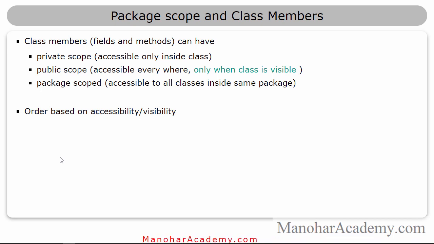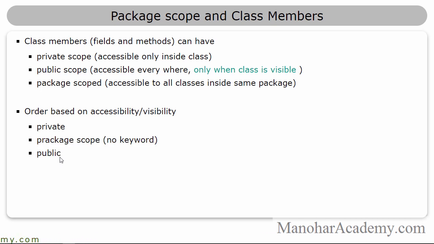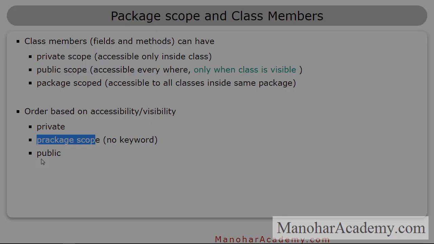If we have to mention them in the order of accessibility based on the visibility, the first one is private. Private is accessible only inside the class. Next is package. Sorry for the spelling mistake. Next is the package, so it is available only inside the package. Next is public. It is available inside the class, inside the package, and even outside the package also. So this is the order of the visibility of these different scopes. Now let's go to IDE and see the package scope in action.